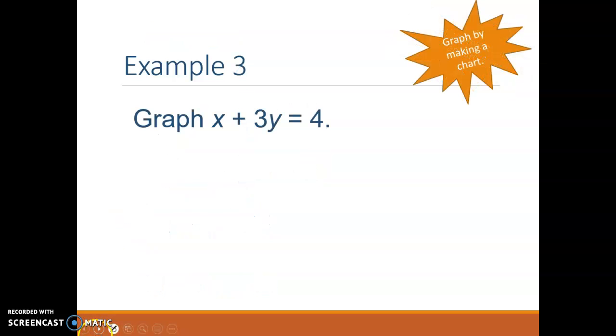We're going to try to graph this one, and we're going to graph by making a chart. We have x plus 3y equals 4. We are first going to solve for y. That doesn't mean y will be a number. It just means we're going to rewrite the equation in terms of y. We want to get y by itself. So in order to do that, first we need to move this x over to the other side, which gives us 3y equals 4 minus x. And then right now the y is being multiplied by 3. In order to undo that multiplication, we've got to divide by 3.